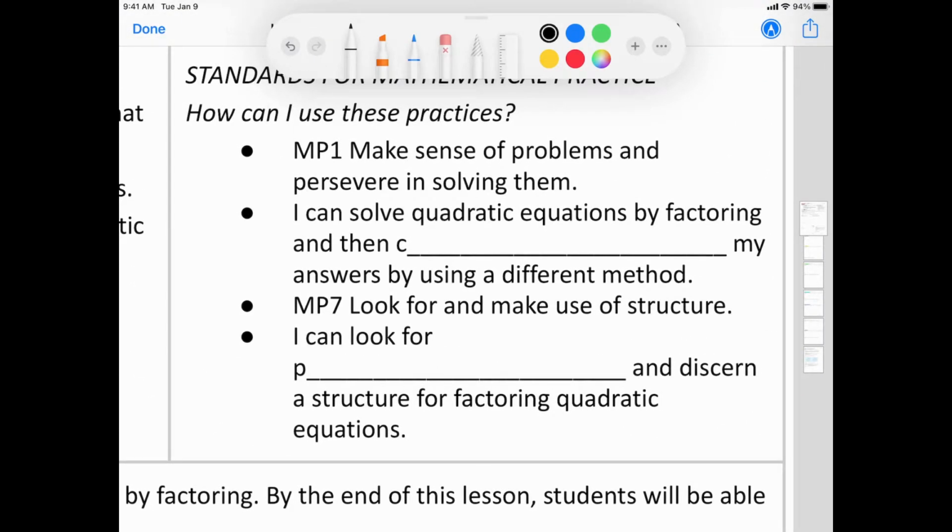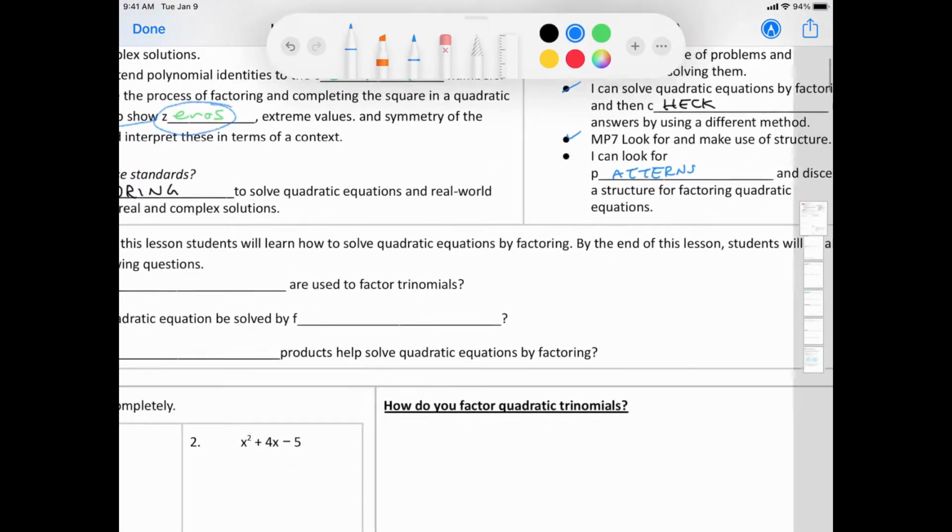Well, mathematical practice number 1, make sense of problems and persevere in solving them. I can solve quadratic equations by factoring and then check my answers by using a different method. Mathematical practice number 7, look for and make use of structure. I can look for patterns and discern a structure for factoring quadratic equations.